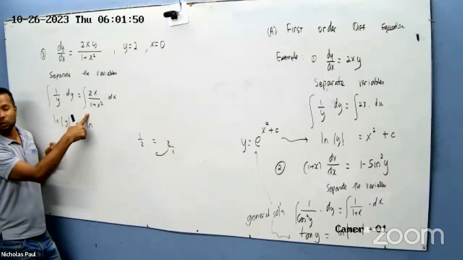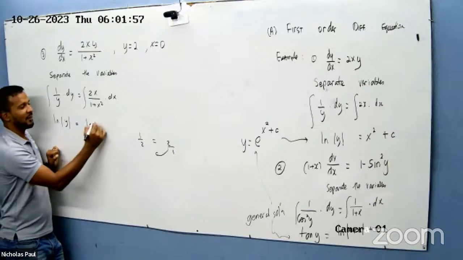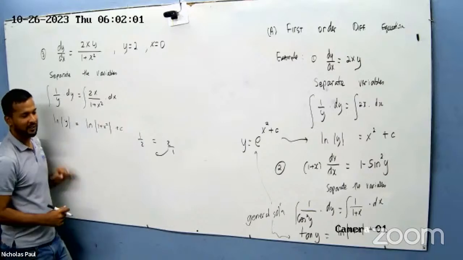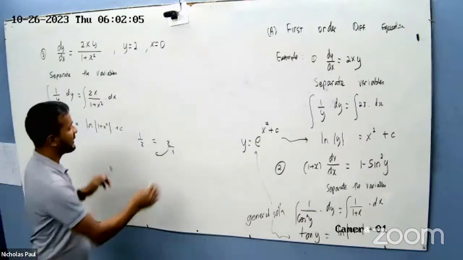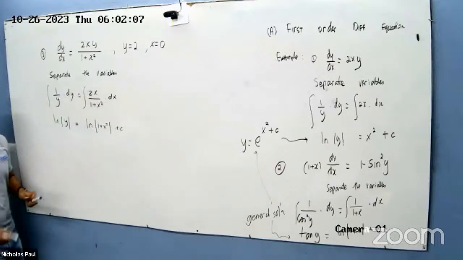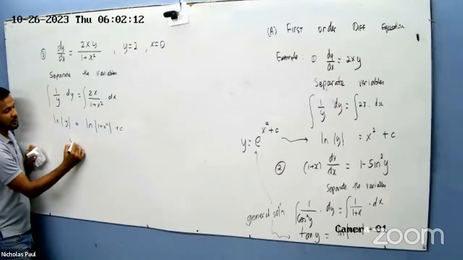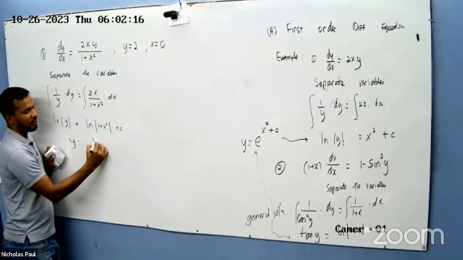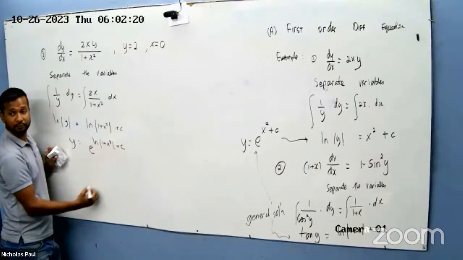What's the integral of 2x on 1 plus x squared? It's ln of 1 plus x squared plus c. Right, but here's the problem. One little problem I saw is that when you were trying to make y the subject, you're moving across ln. When you move ln across, it becomes e to the ln of 1 plus x squared plus c.